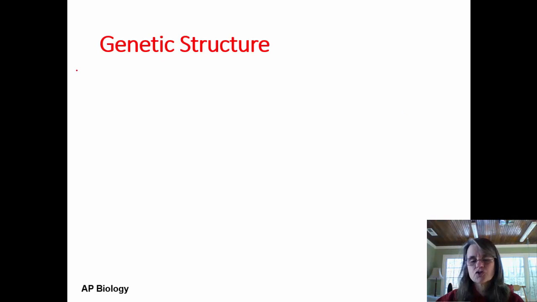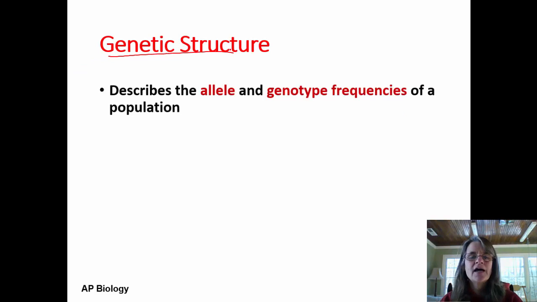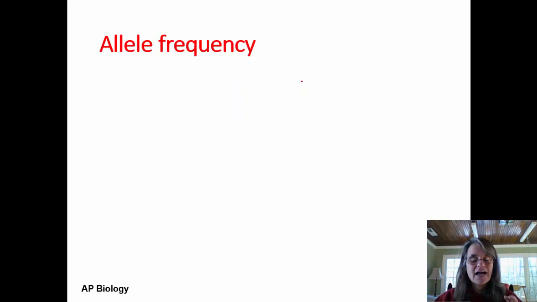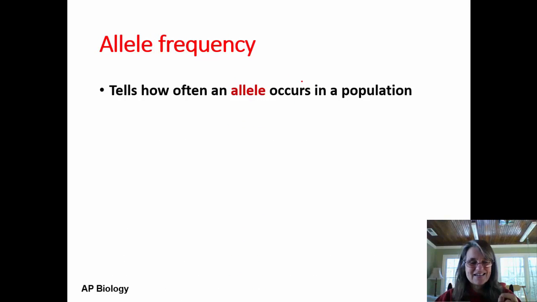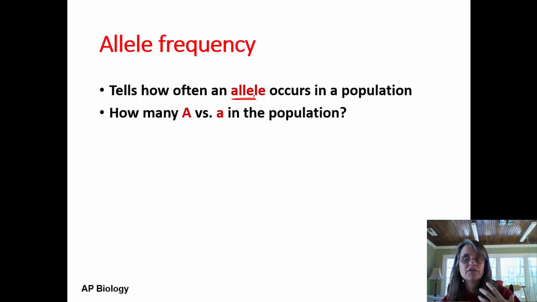Okay? Genetic structure is another term we're going to be using. Basically, the term genetic structure is the term for the allele frequencies and the genotype frequencies of a population. Now, what the heck is that, Coleman? So let's identify these two terms, allele and genotype frequencies. Allele frequency is the number that tells us how often an allele is occurring in a population's gene pool. How often do we see big A? Okay? How often do we see little a in this population?